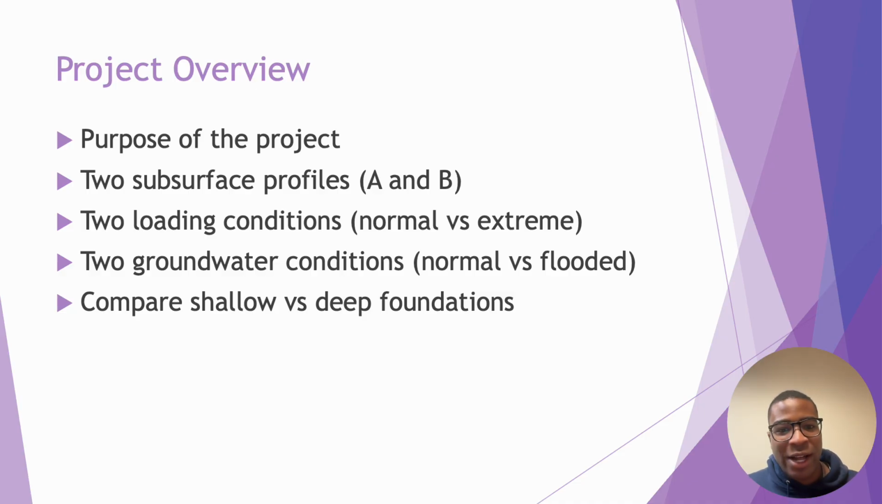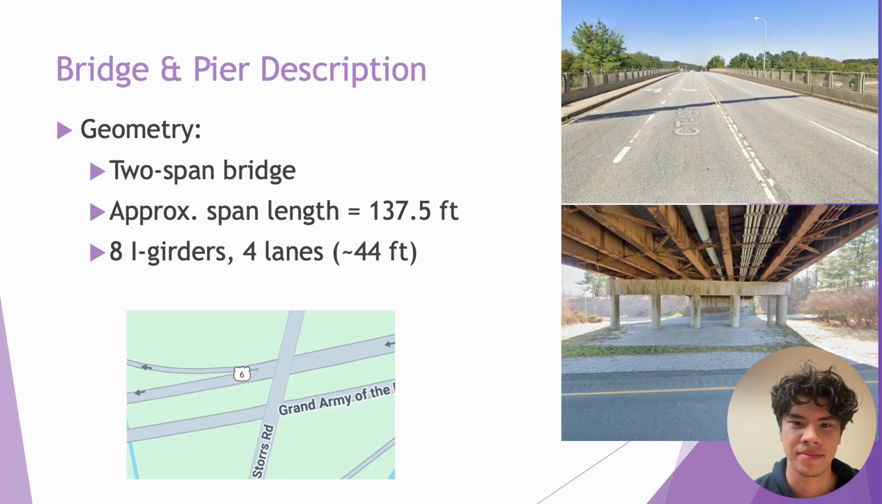And we wanted to compare shallow versus deep foundation, since that's been the goal of this class, to see where shallow is effective and where deep is the most effective and when you need to use one or the other. All right, we chose a bridge going over Route 6. It's down by UConn next to the Eastbrook Mall. It's bridge 02599. It's a two-span bridge.